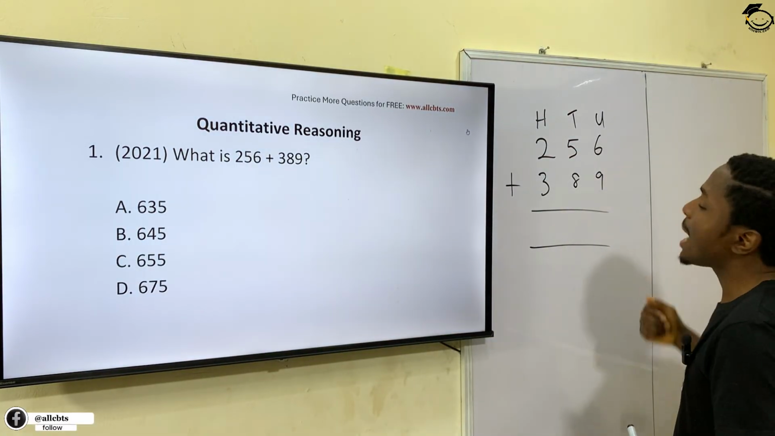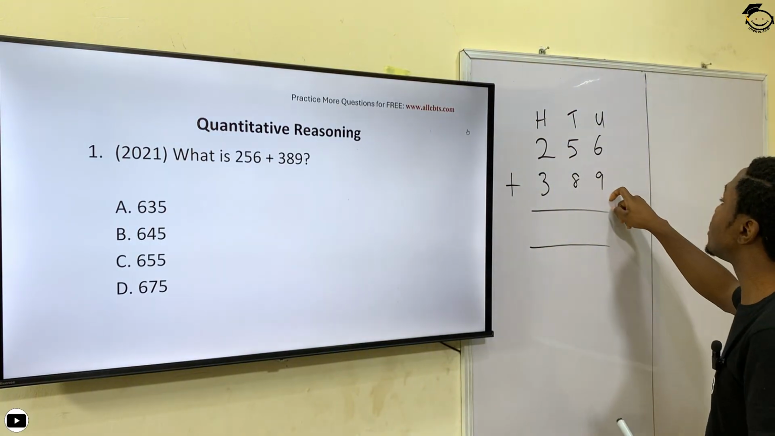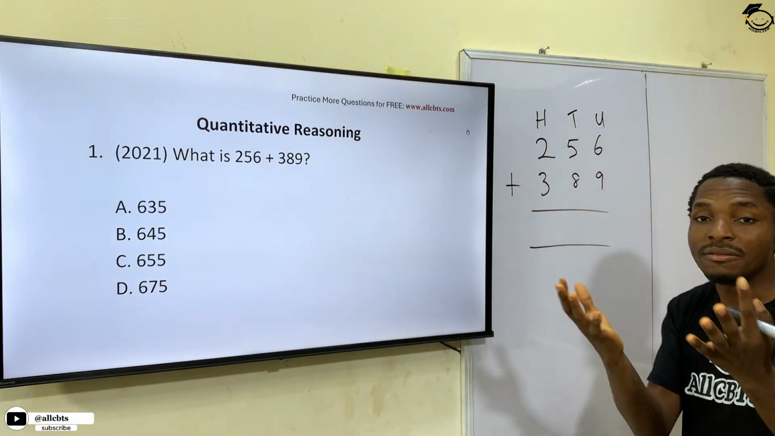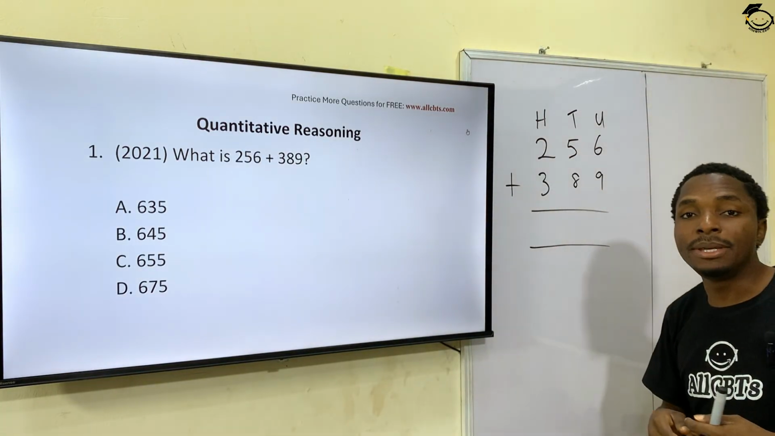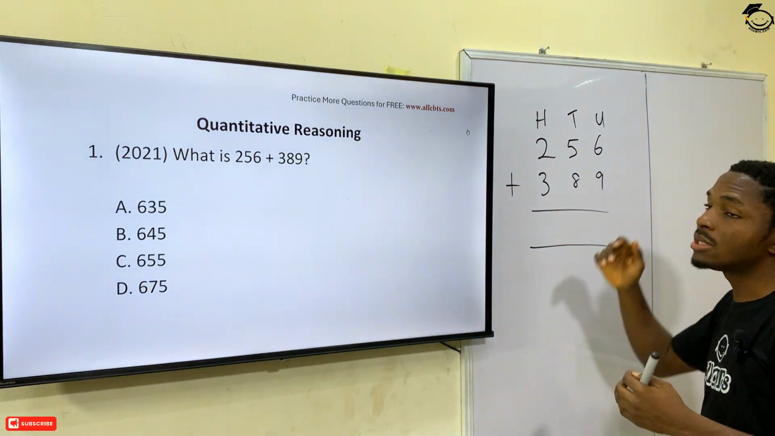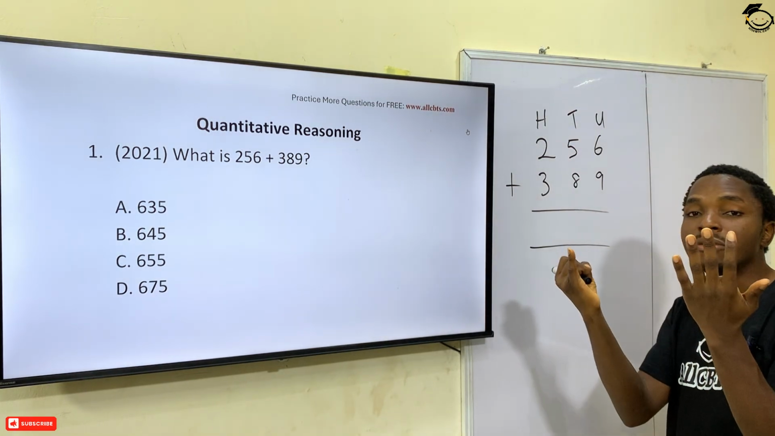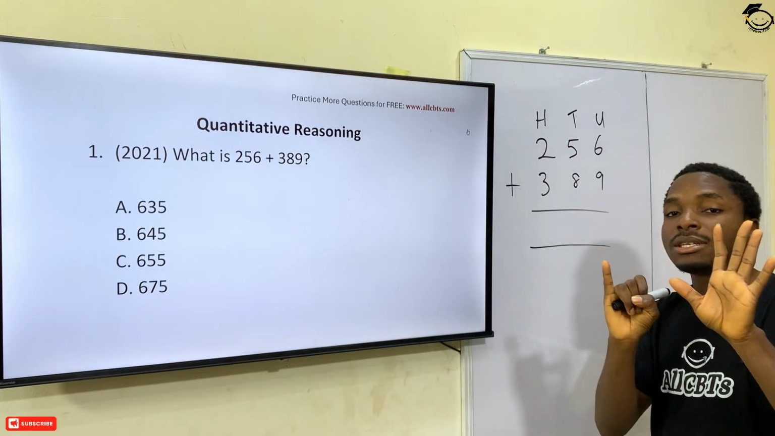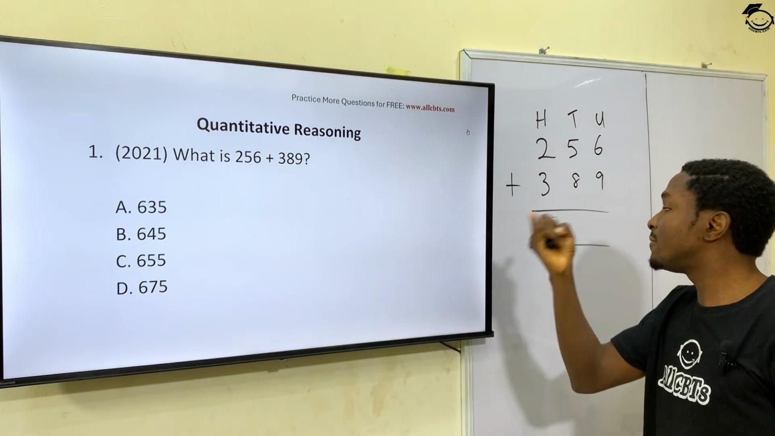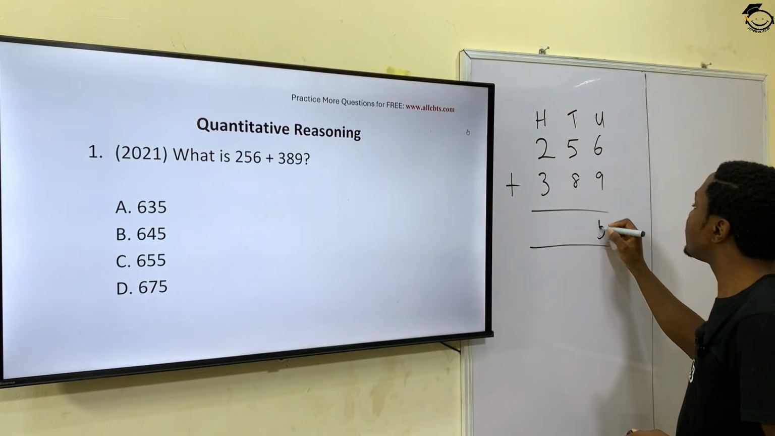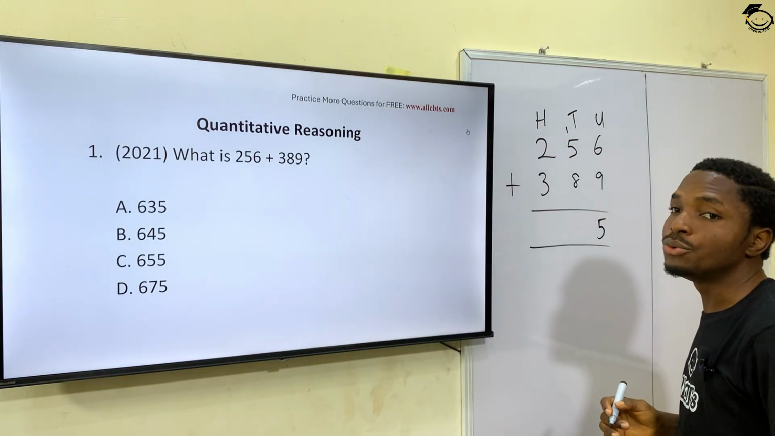So let's add up because we have the addition sign. 6 plus 9, you can use your fingers. We take the bigger number and count the smaller number on our fingers. So first count 6 on your fingers. So this is 6, then 9, 10, 11, 12, 13, 14, 15. So you have 5, then you carry 1 to the next row.